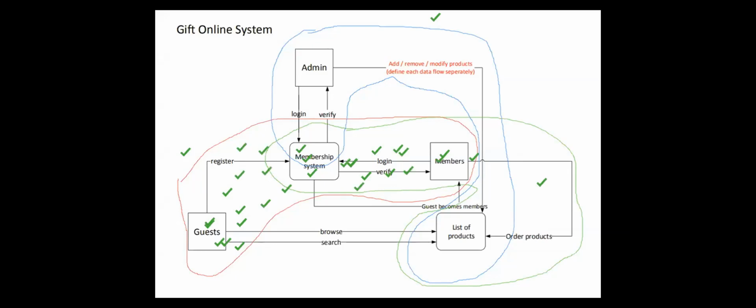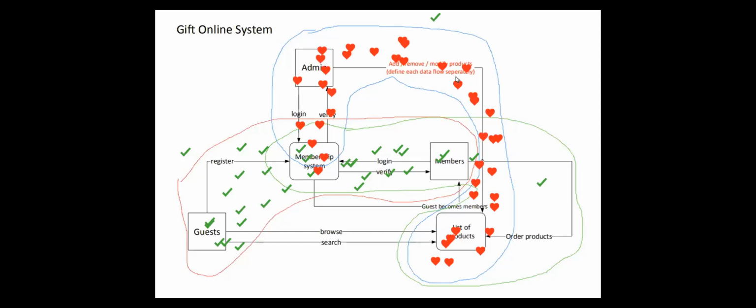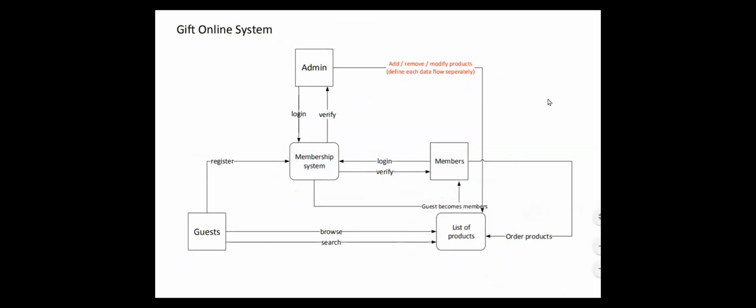The other one will be the admin. Basically, admin should log in just as with the guest. And then they have to browse, add, and remove products. And the final one is the members. This one will order the products itself. So all these interfaces will make up the system.